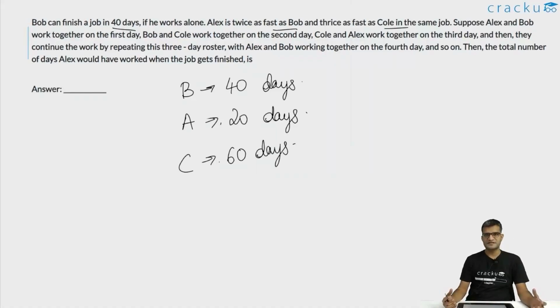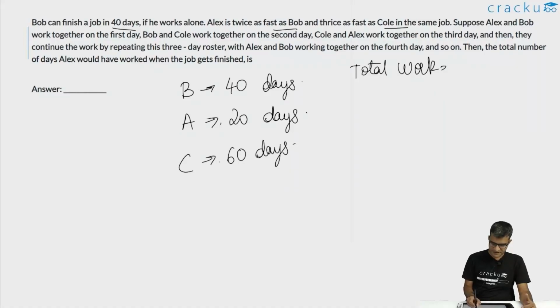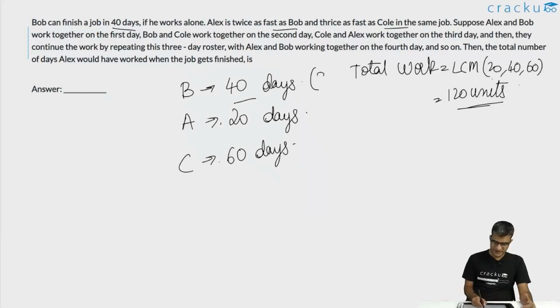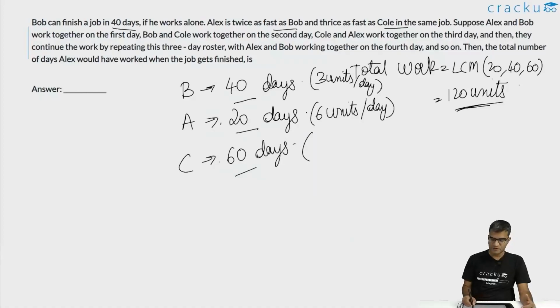Now, when you're solving these kinds of questions, it is important to compare the efficiency of people. So let us assume that the total work that needs to be done is the LCM of 20, 40 and 60, which is equal to 120 units. So if the total work is 120 units, Bob takes 40 days to do 120 units of work, so every day he does 3 units per day. Alex will take 20 days to do 120 units of work, so every day he does 6 units per day. And Cole takes 60 days to do 120 units of work, so every day he does 2 units per day.